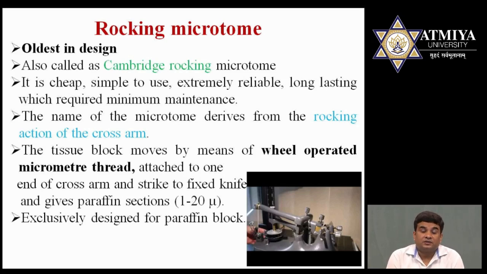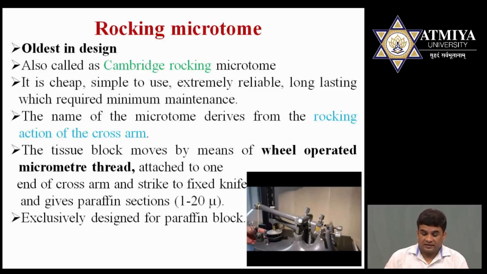When the wheel is rotated, it stretches the thread, and finally it gives the rocking movement to the cross arm. Now this cross arm is attached to the sample holder, which holds the tissue block. It will strike the knife, and it will give the thin section. So this is the mechanism of the rocking microtome, and this microtome is mostly used for the paraffin section. It will give sections of around 1 to 20 micron thickness.